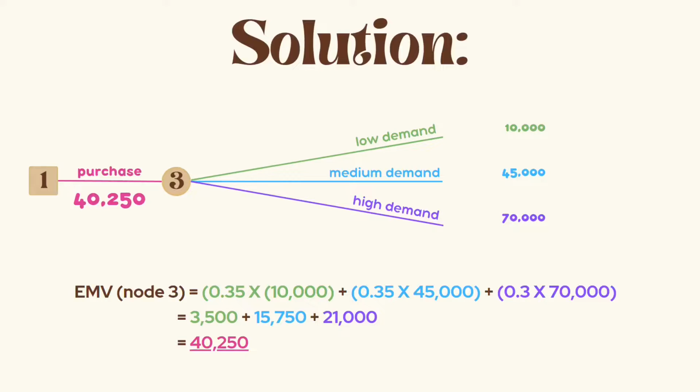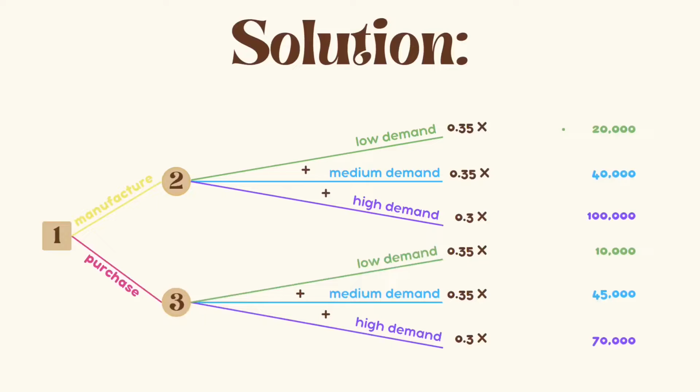This equals to an expected payoff of 40,250 if Bella Sailia decides to purchase the accessories needed for the limited edition dress. So when we are folding back the decision tree, we need to first look at the payoff of each outcome. Then multiply it by the probability of each outcome, which will give us the expected payoff at each outcome node.